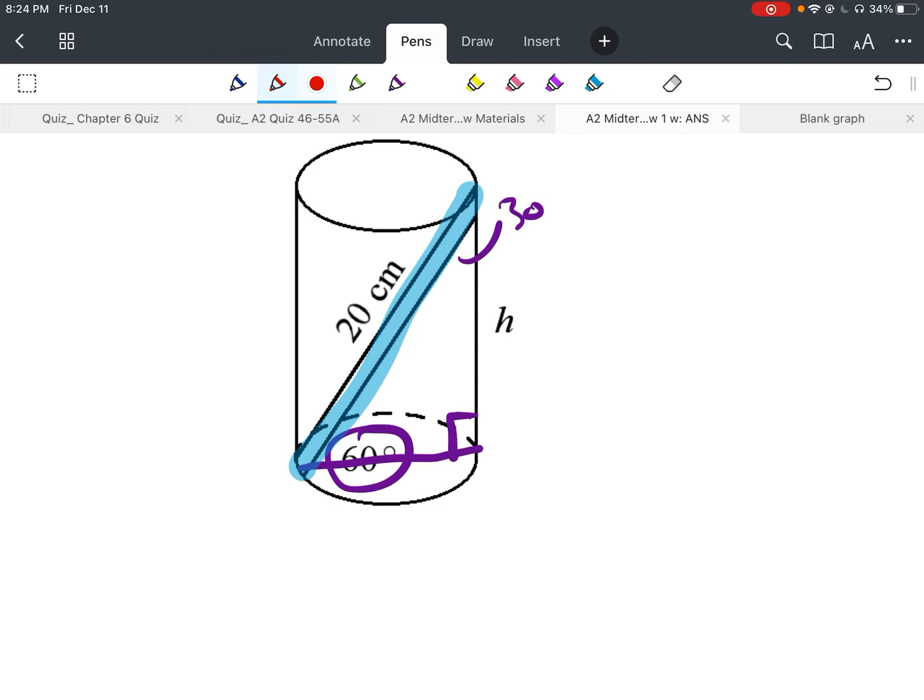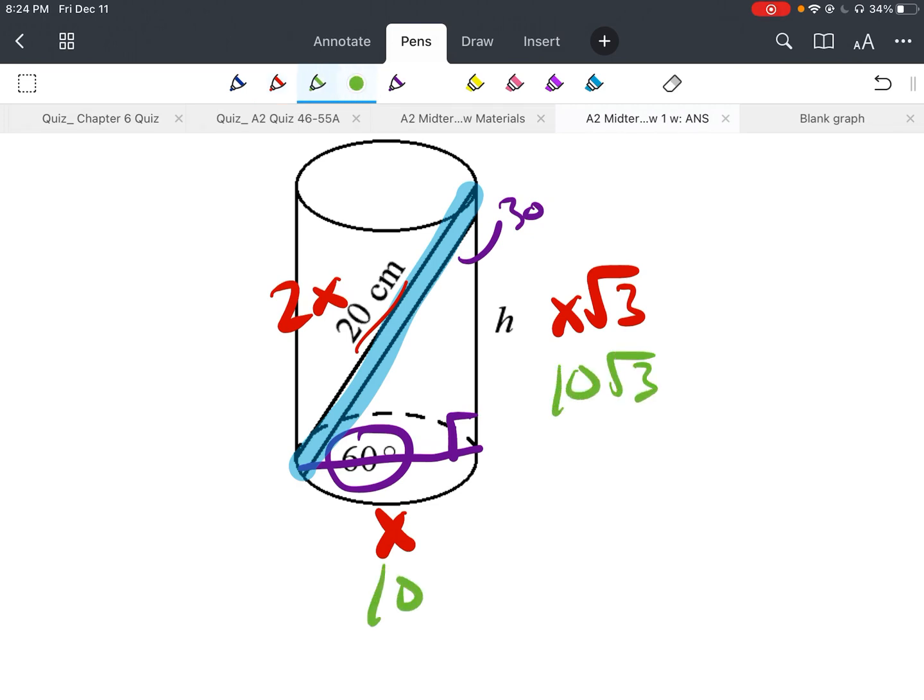And so what I would do is label all your sides. This would be x, this would be 2x, and this would be x rad 3. So remember that formula for the 30, 60, 90. This is double. Just say 2x equals 20, so x equals 10. Okay, so that means this is 10, and this is just 10 rad 3. And that's really all you need there.